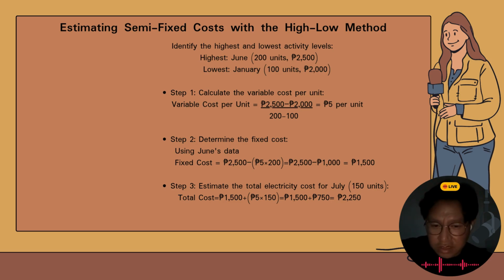Lastly, step 3, we can now estimate the total cost for a different activity level. Let's say 150 units baked in July. Using the formula adding the fixed cost and variable cost, our total cost would be 2,250 pesos for the month of July. By applying the high-low method, the bakery can estimate the electricity cost for any given activity level, aiding in budgeting and financial planning.